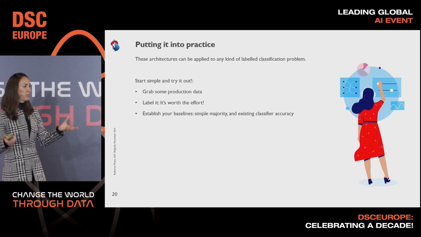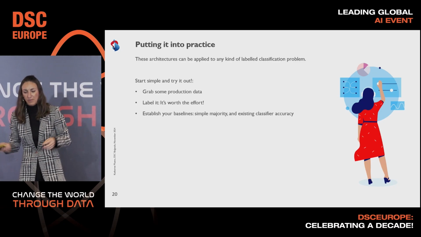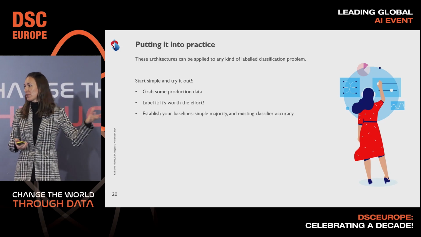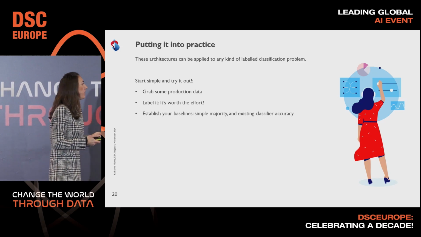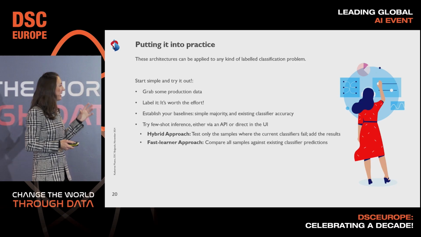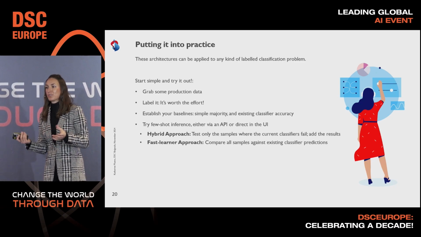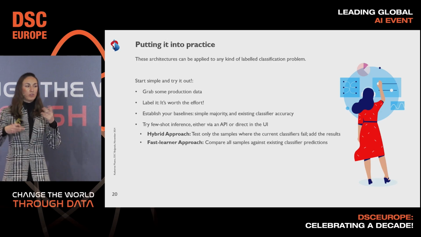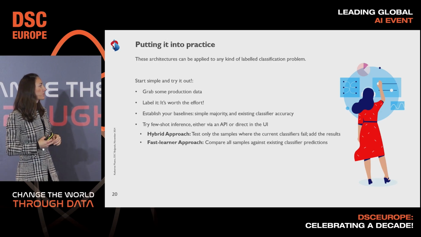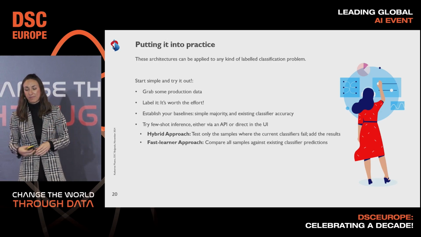Establish your classification baselines. So obviously a simple majority, how big is your biggest class? That's your minimum accuracy you want to be getting. And also how accurate are your existing classifiers. And then I would recommend trying out the few-shot inference approach first. You can do it very simply with a simple for loop and a REST API call if you want to, or even doing it straight in, say, ChatGPT.